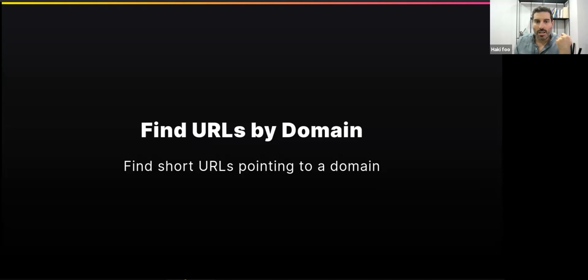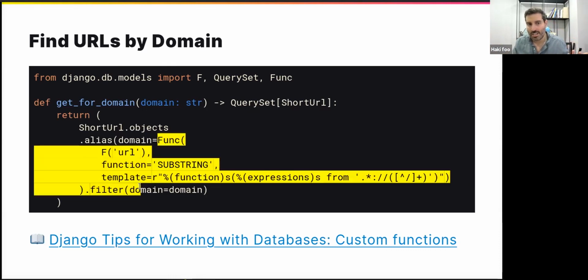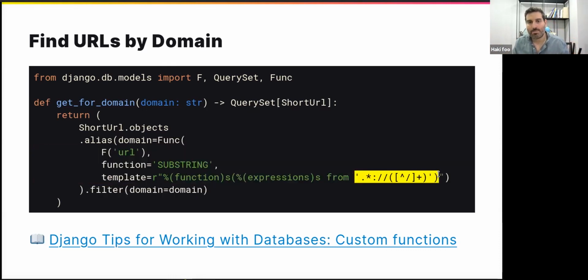So we want to find short URLs by domain. We want to find all the short URLs that are targeting a specific domain. Now, let me remind you, we don't have the domain on the table. We have the domain as part of the full URL. So to extract the domain from the URL, we can use a custom function in Django that uses a regex to extract the domain part from the URL. Okay, so this is our function, get for domain. You give it the domain that you want to search, and it uses a custom function to do it.